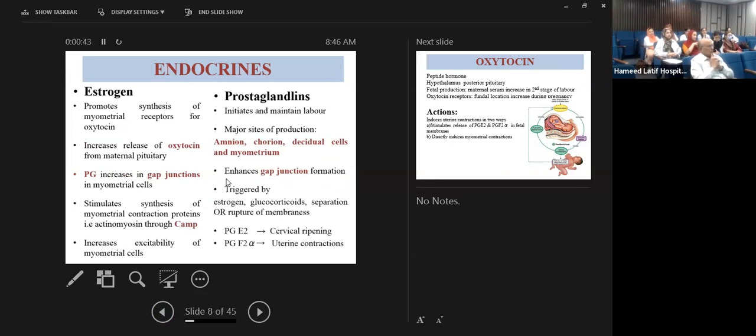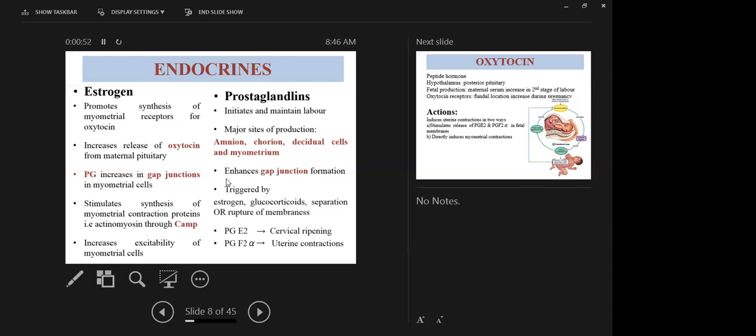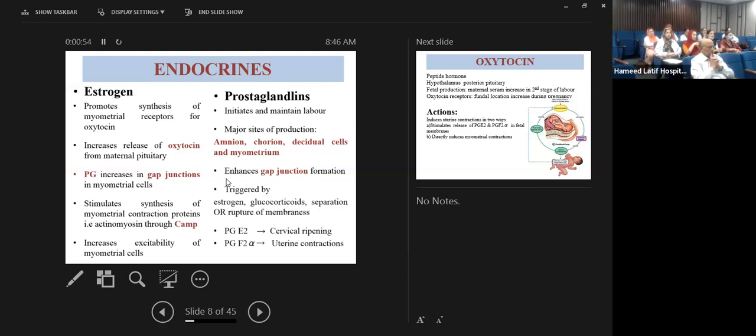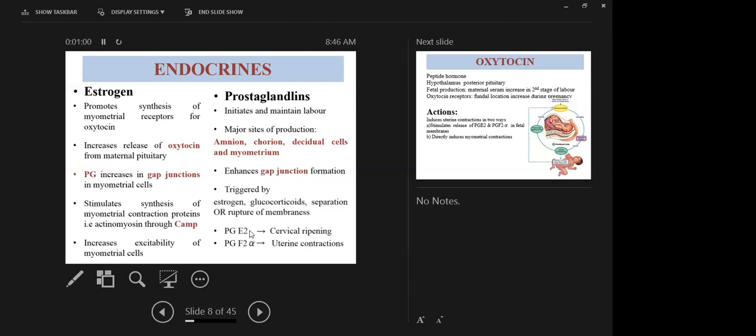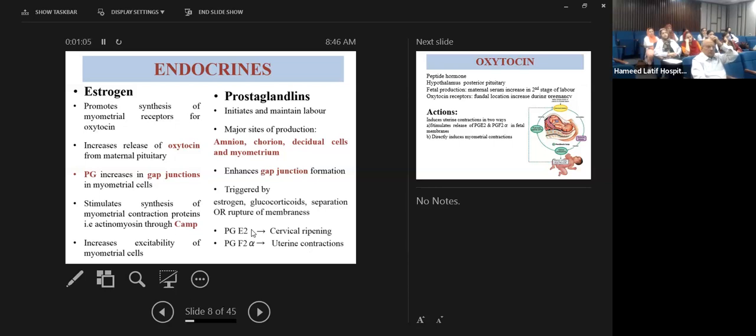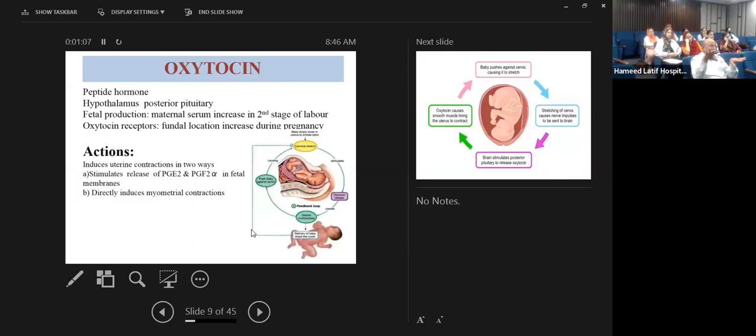The major sites of production are amnion, chorion, decidual cells, and myometrium. It also enhances gap junction formation, which is mostly triggered by estrogen, glucocorticoid, suppression, or rupture of the membrane. Now, there are two types of prostaglandins: prostaglandin E2, which causes cervical ripening, and prostaglandin F2 alpha, which causes uterine contractions.